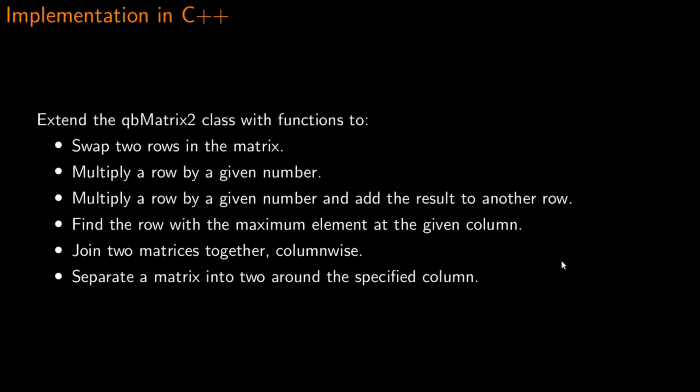Okay, so from here, I suggest that we jump into the code. We're going to talk about the functions I've added to swap two rows in the matrix, to multiply a row by a given number, to multiply a row by a given number and add the result to another row, to find the row with the maximum element in any given column, to join two matrices together column-wise, and to separate a matrix into two matrices around the specified column. The first three are obviously the elementary row operations that we've talked about, and the need for the others, and there are one or two others as well, will become clear as we go through.